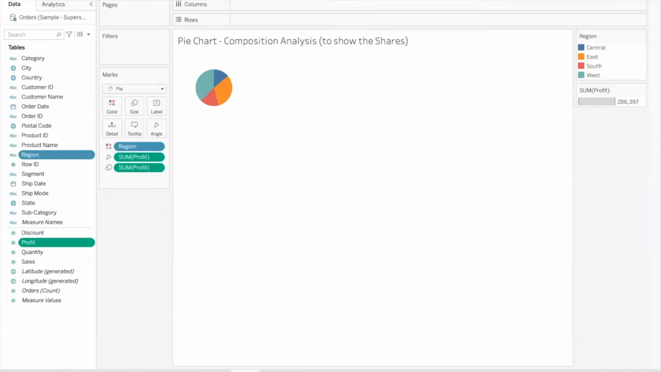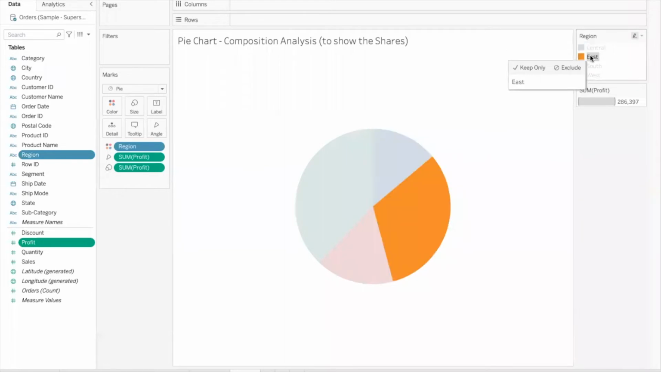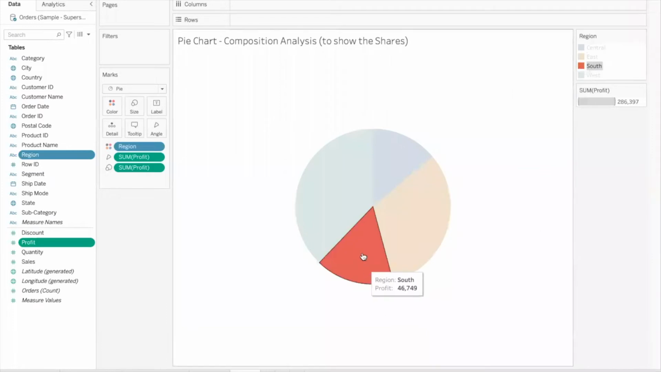So what we'll do here is adjust the fit. Notice this option here, standard, it refers to the fit, and I will make it entire view. Now it has utilized all the space. Okay, this is big enough for us to understand the chart. And from the color legend, we understand that blue colored slice, it's representing central region. Orange colored slice is indicating east. We have south here and west.